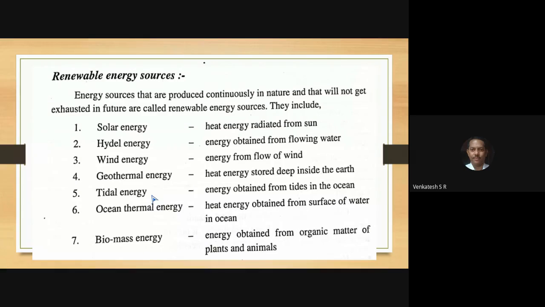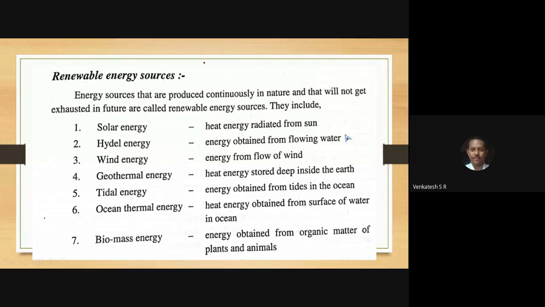So I will show you the diagram. You understand how you can utilize the tidal energy. The tides make the running of the turbine. The turbine is coupled to the generator or alternator. From that, you can produce the electrical energy.